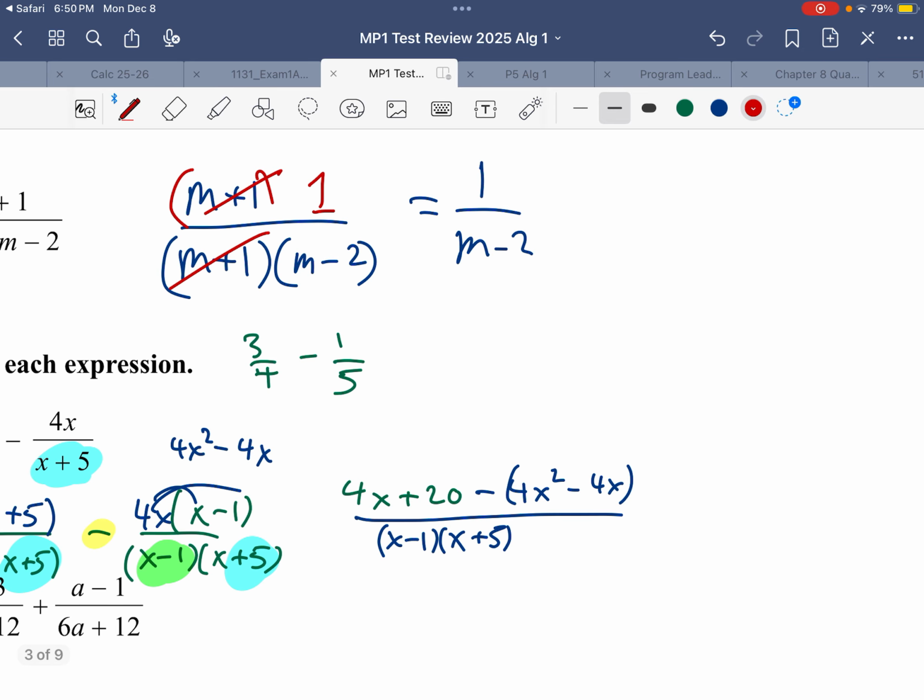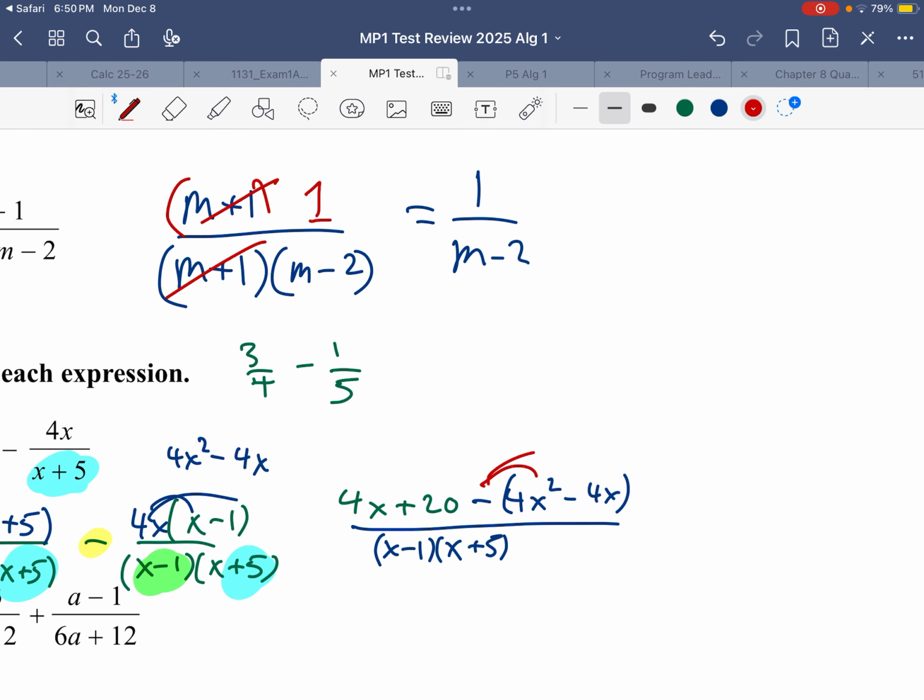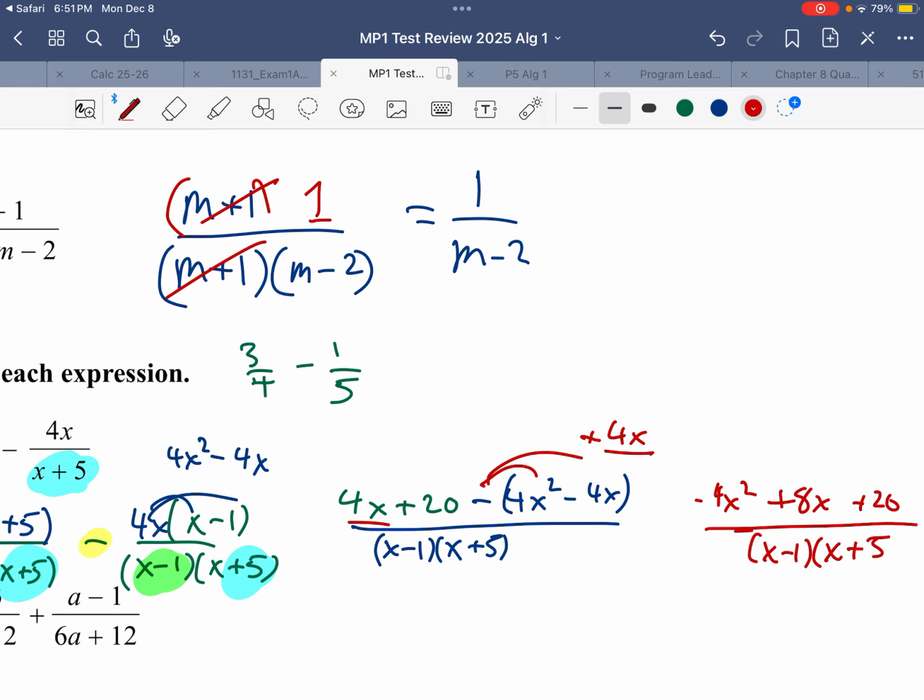So here, I'm going to rewrite this after I distribute the negative. So instead of taking away 4x squared, I can think of it like negative 4x squared. It's going to be like I'm adding 4x. So negative 4x squared plus 8x, because I'm adding 4x and another 4x. And then plus 20 divided by x minus 1 times x plus 5.